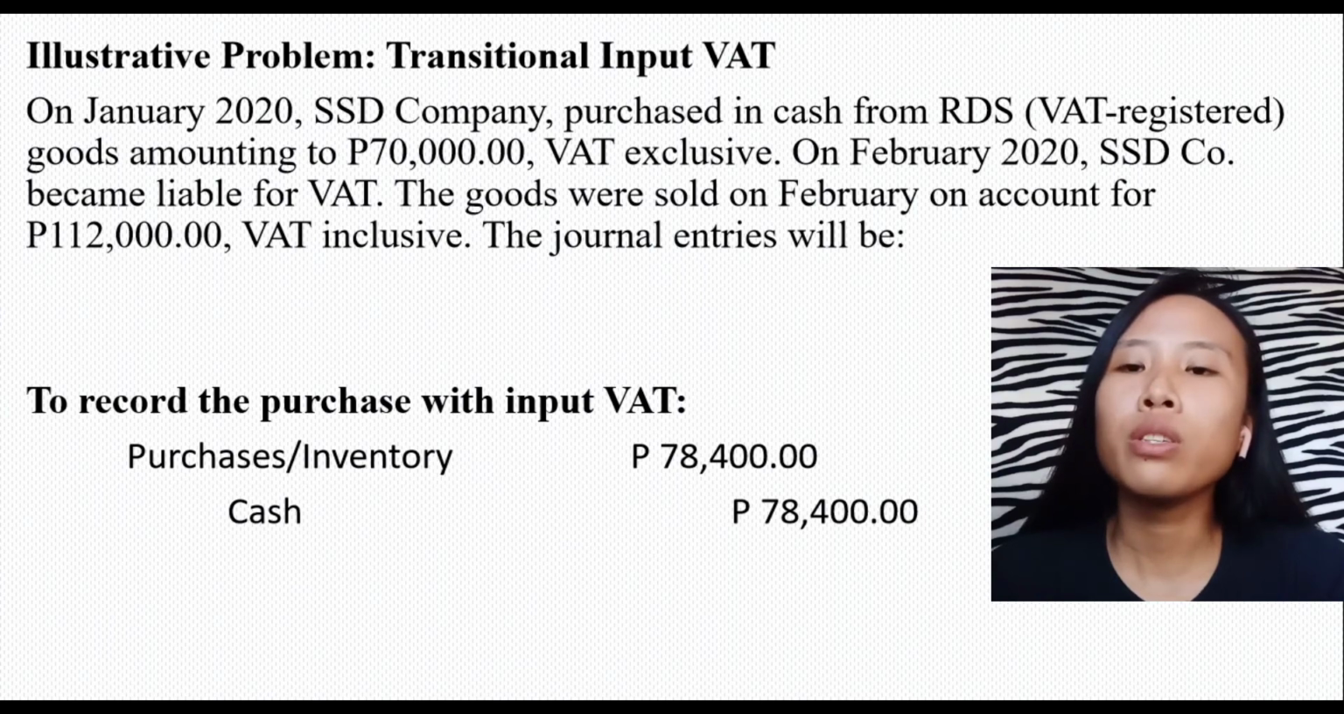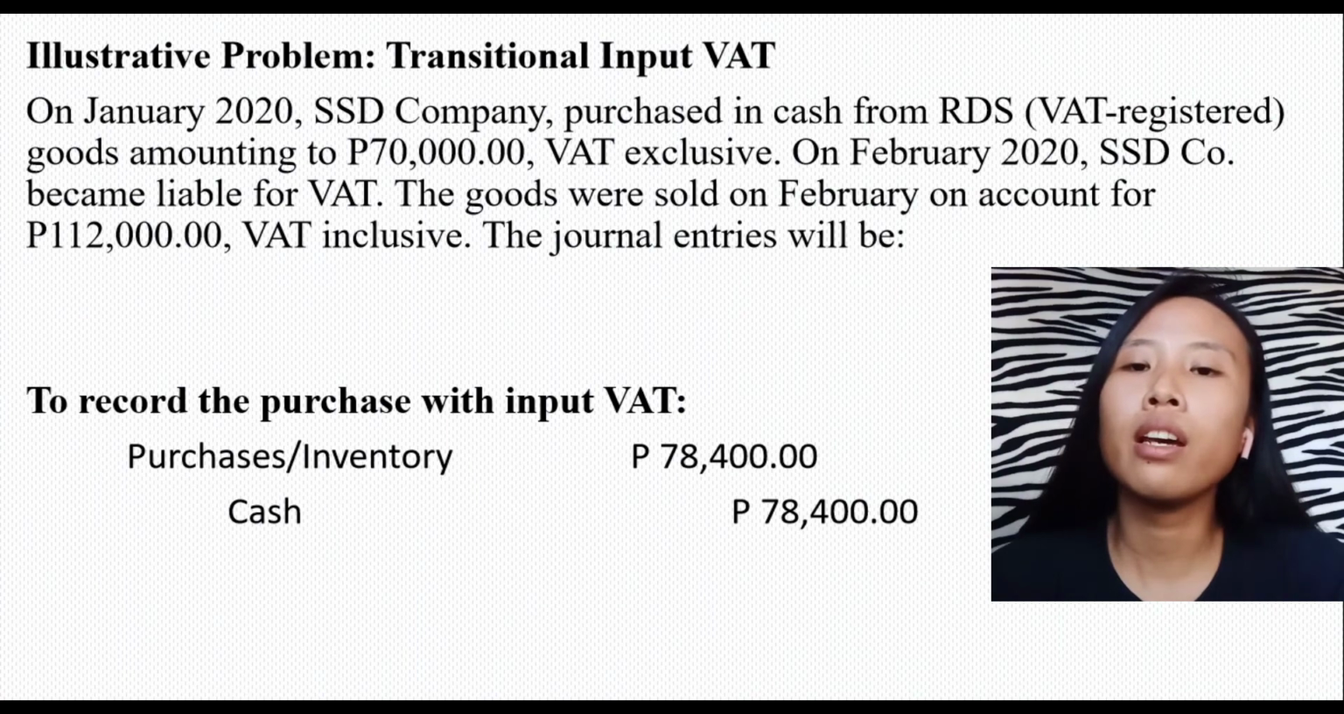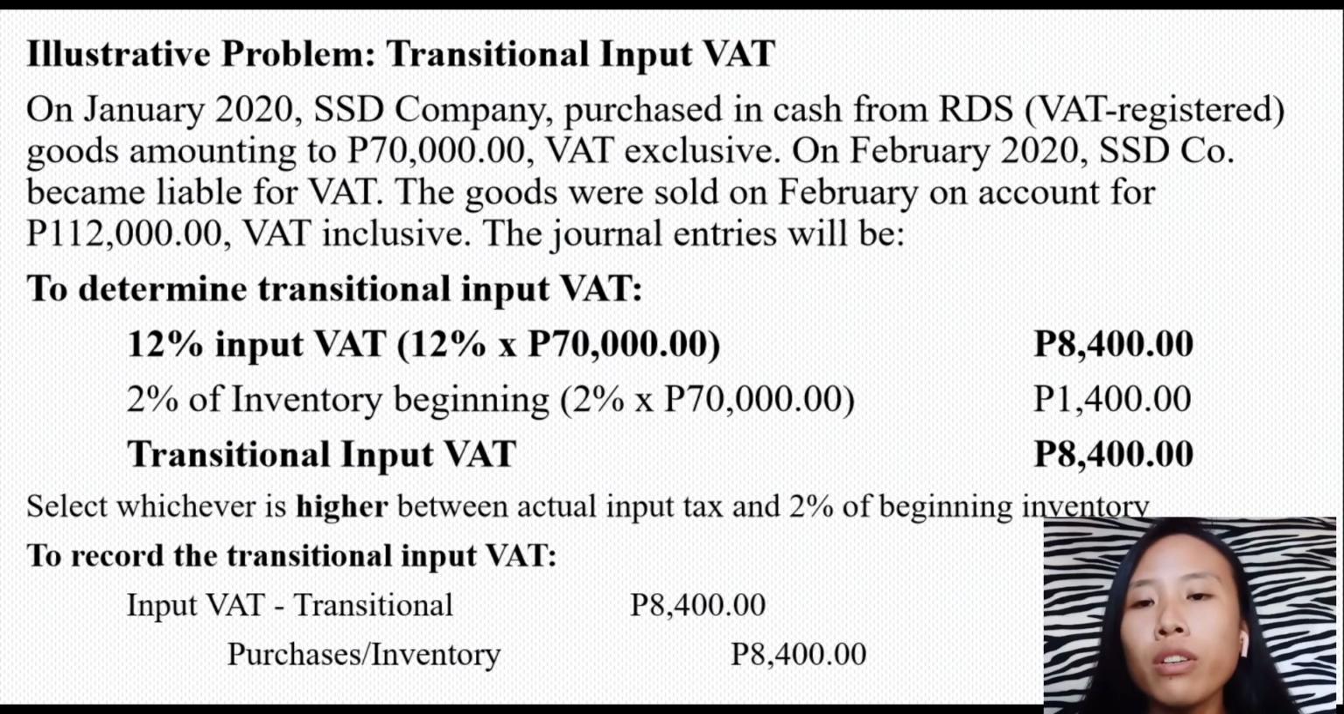The journal entries will be now to record the purchase before being VAT liable: debit purchases or inventory 78,400 and then credit cash 78,400. Now, to determine the transitional input tax, we will be comparing the actual input tax on such purchase and the 2% of the beginning inventory. Then select whichever is higher between the two.